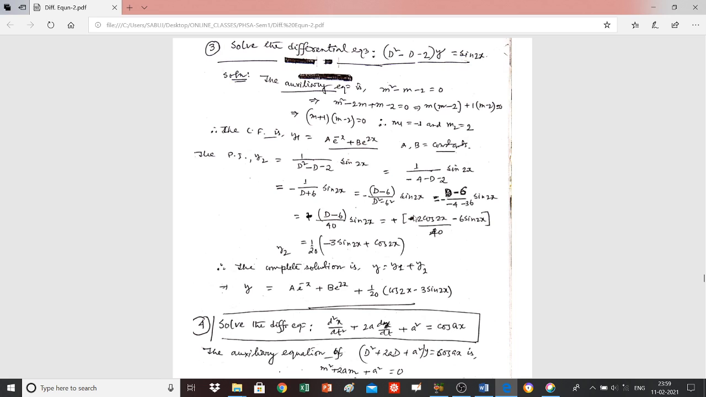This is not a negative sign, this has been erased, okay, this is not a negative sign. And then cos 2x minus 6 and this will be multiplied, so 6 sin 2x. So finally y is equal to 1 by 20. This term is taken first, minus 3 sin 2x plus cos 2x. So the complete solution is this.